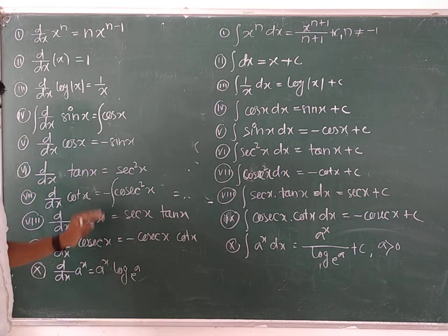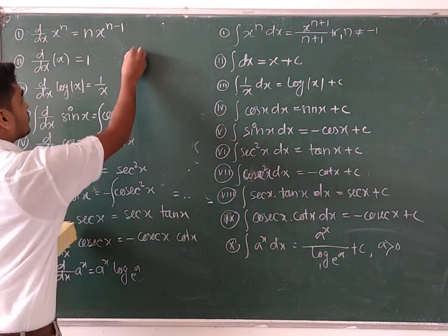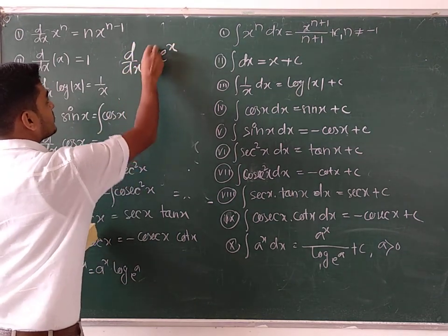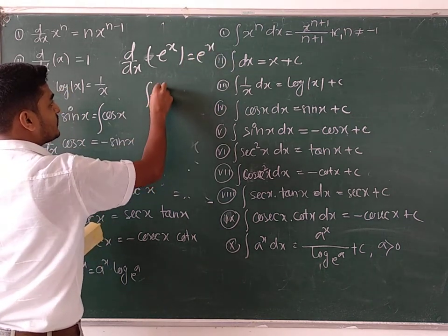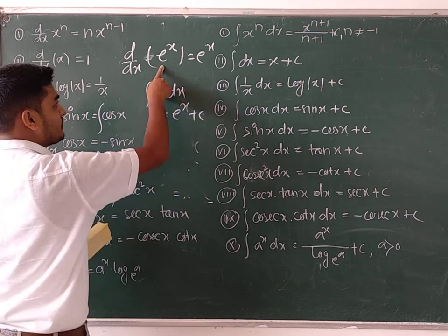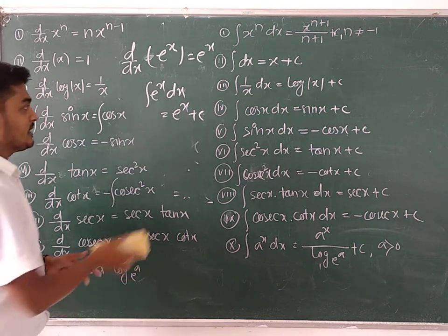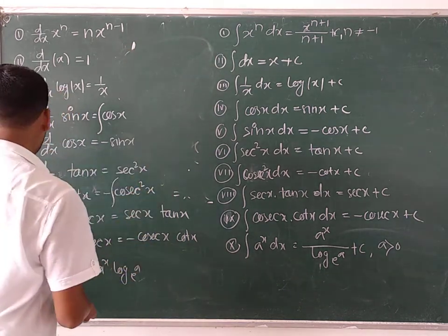So in this way we can easily recall all those formulas. So many different formulas are also there. d/dx of e to the power x is equal to e to the power x, it is known to you. Then what is the integration of e to the power x? It is e to the power x. Is it clear? So these are the formulas. There are so many different formulas.